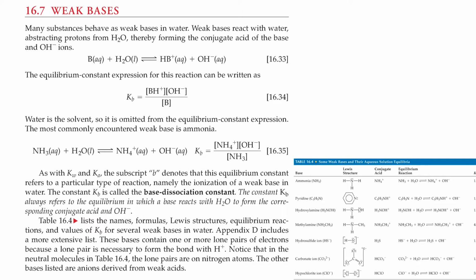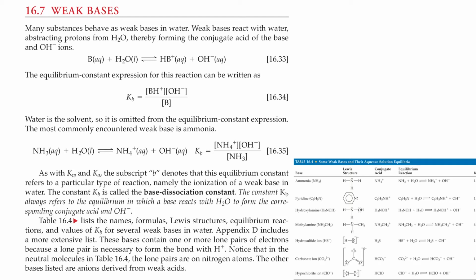Water is the solvent, so it's omitted from the equilibrium constant expression. The most commonly encountered weak base is ammonia. Ammonia plus water yields ammonium ions plus hydroxide. K sub B equals the concentration of ammonium times the concentration of hydroxide over the concentration of ammonia.